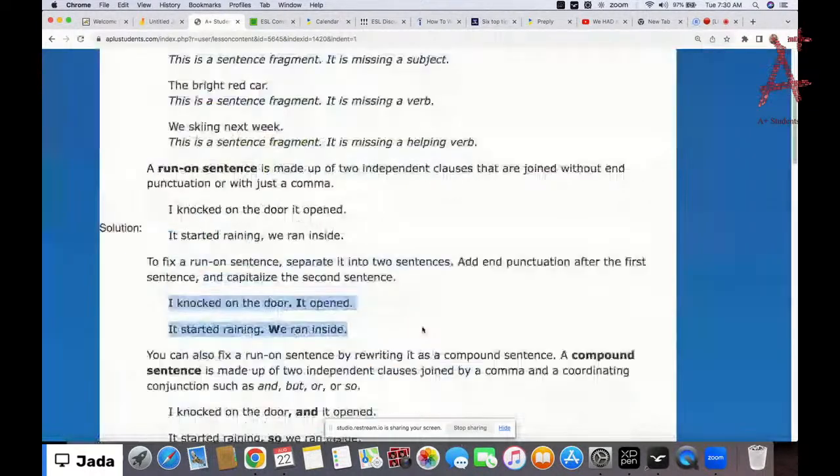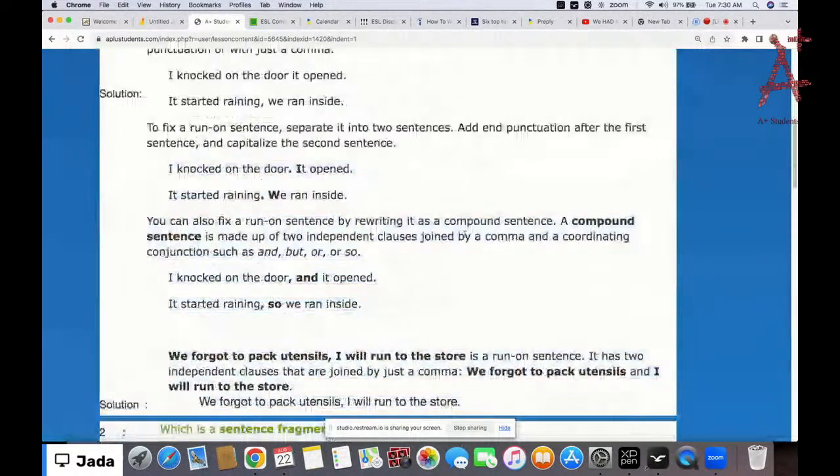So, we forgot to pack utensils, I will run to the store. Run-on sentence. Okay, so now because it has two independent clauses, right? We forgot to pack utensils, I will run to the store. It only has a comma, but if you want to fix it, you can put either a period or a comma and a coordinating conjunction. We forgot to pack utensils is one, and then I will run to the store is another sentence.